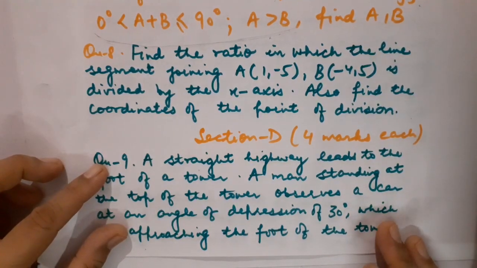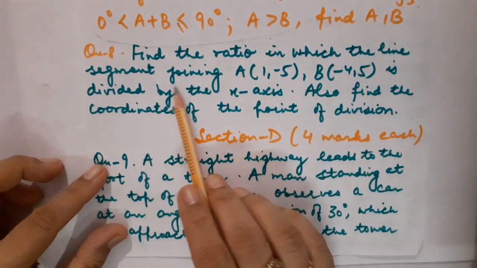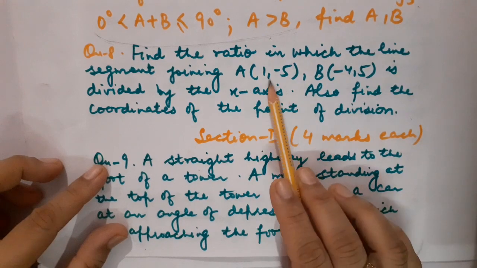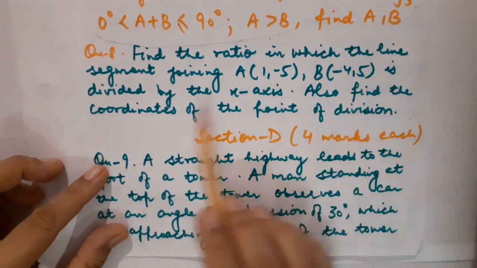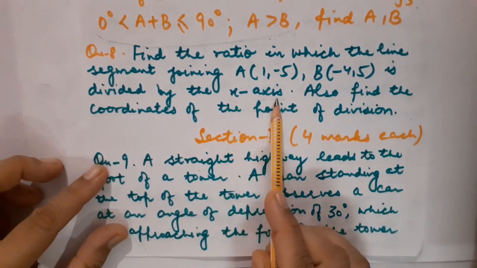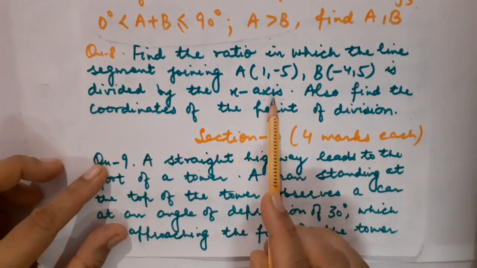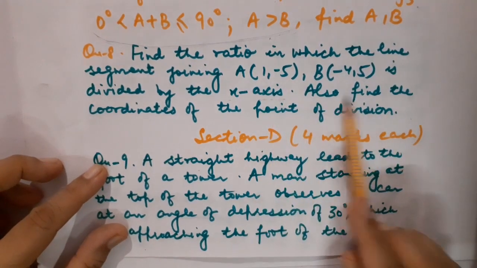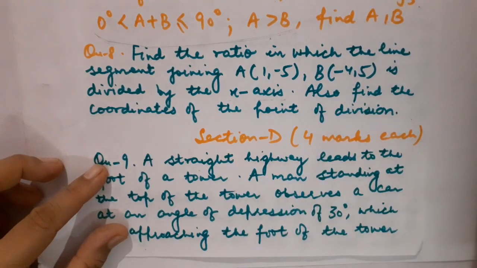Let us switch to question number 8. Find the ratio in which the line segment joining A (1, -5) and B (-4, 5) is divided by x-axis. Children, you know on x-axis y coordinate is 0, that is, ordinate is 0. Also find the coordinate of the point of division.